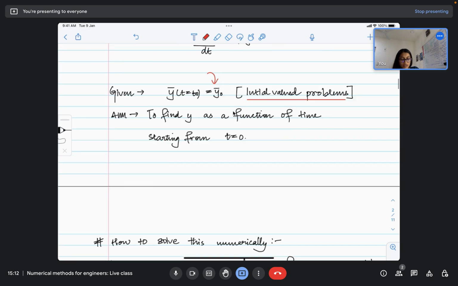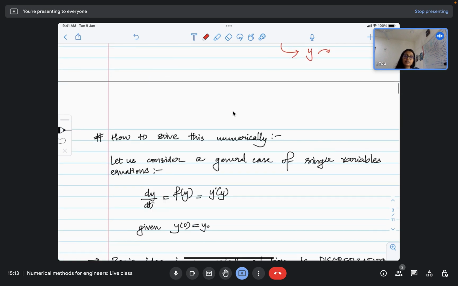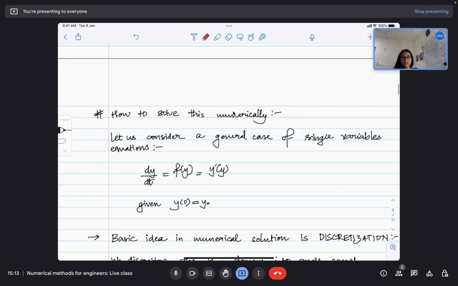Now, our aim is basically to find out y as a function of time, moving forward from that t equal to t naught. Or if you consider you're starting from t equal to 0, then it's t equal to 0. We are given the value of y at t equal to t naught, and we are interested in finding out all the other values of y marching ahead from t equal to t naught. So how do we actually proceed and solve this numerically is what we are trying to understand in today's class.